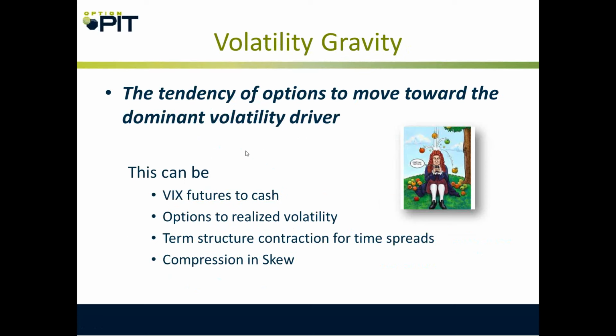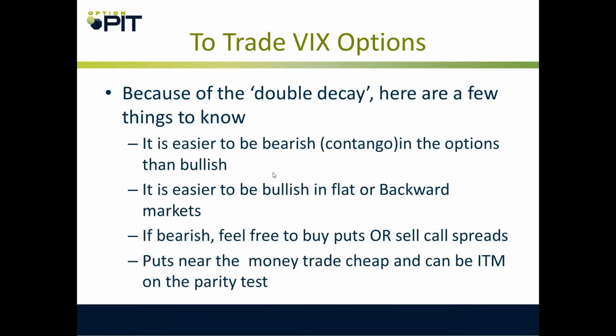So I have an example of that for you here too. Here's a couple of things just about trading VIX options. These are just broad generalities. Again, these are some Option Pit contentions. Maybe people argue with them, but I don't really care. I don't listen to them anyway. It's easier to be bearish when we're in contango in the options because of the way the futures decay. It's just what it is. It's easier to be bullish when the market is flat or backward.